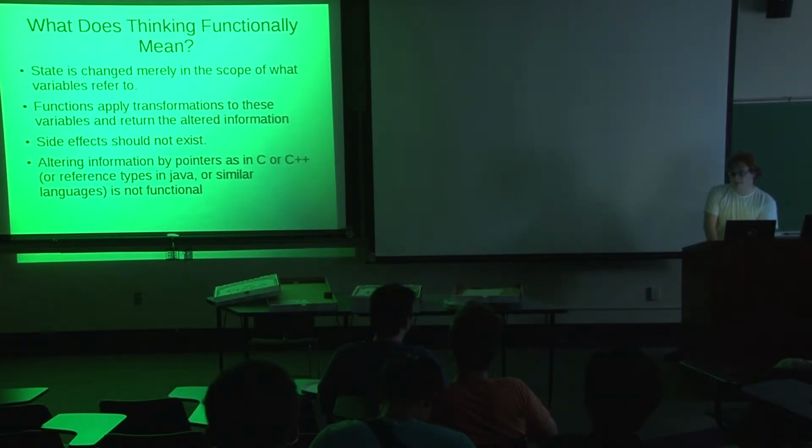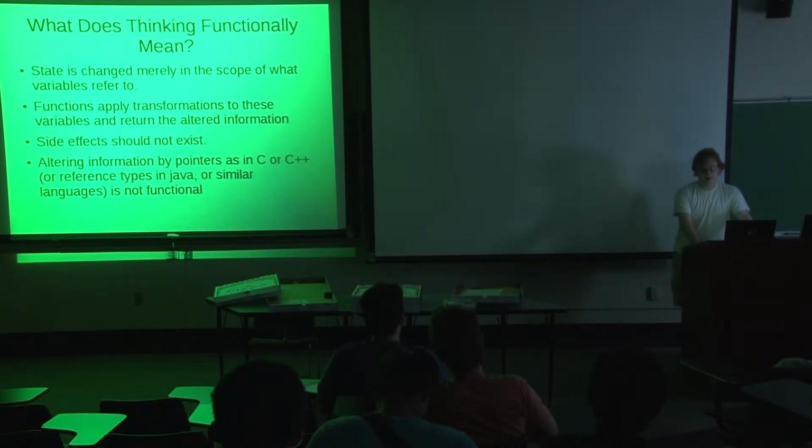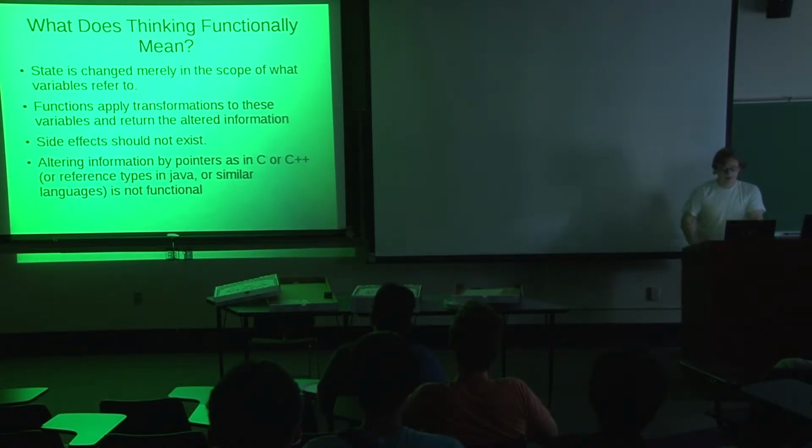So, more about immutable data. State has changed entirely. If variables have changed at all, they're generally only changed in what they refer to. Functions apply transformations to these variables and return the alternate information. Side effects should not exist. Altering information by pointers in C or C++ or reference types is most likely not functional.